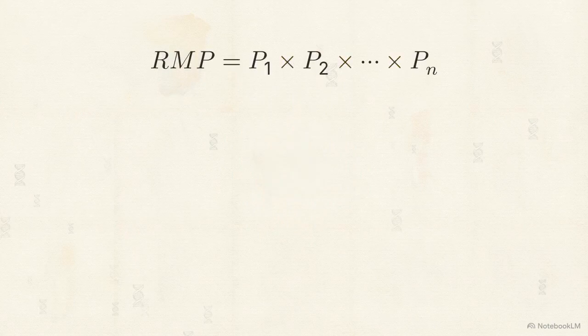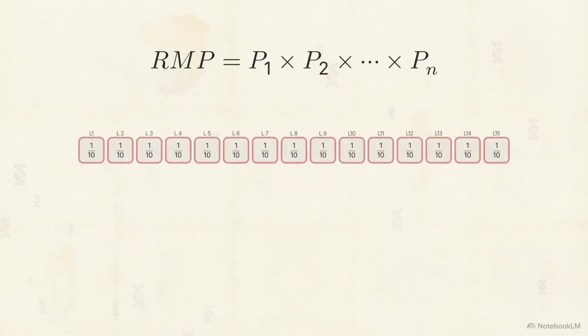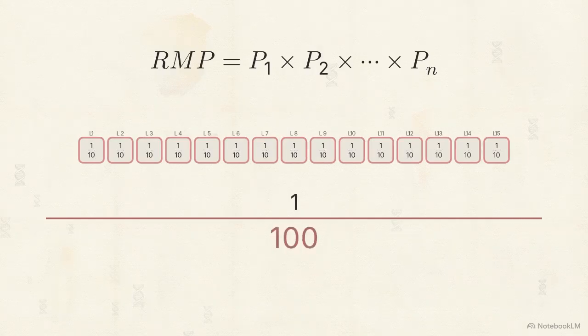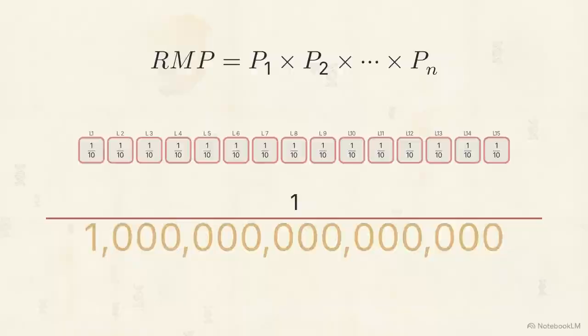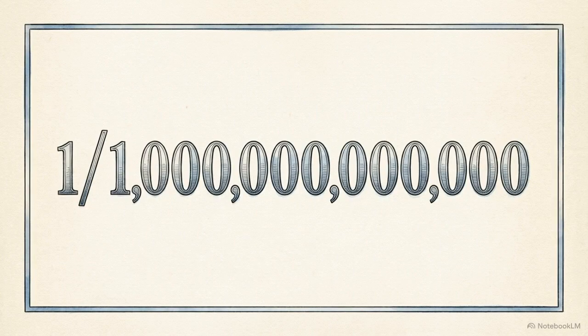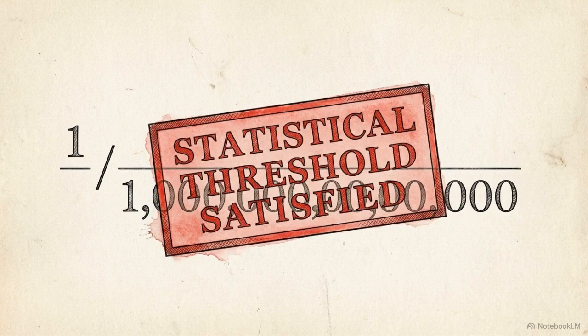Because each genetic locus is inherited independently, their probabilities are multiplied together. A 1 in 10 chance at a single locus isn't unique, but multiplying that chance continuously across 15 loci causes the statistical denominator to rapidly explode. The ultimate statistical threshold is often an RMP ratio of 1 in a trillion or lower. Reaching this number effectively rules out a chance match, providing probabilistically unassailable proof of identity.